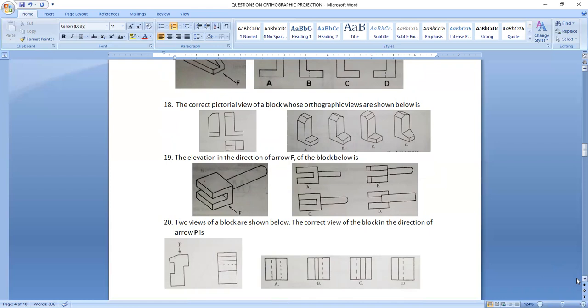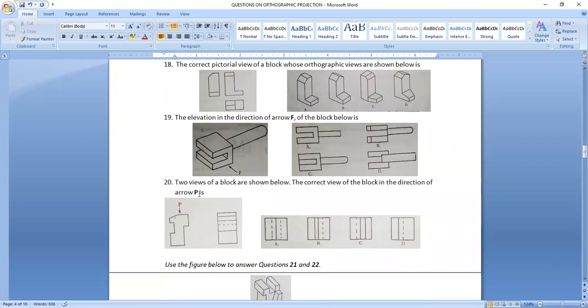Now we move to question 20, which says that two views of a block are shown below. The correct view of the block in direction of arrow P is... So looking at what we have here, we are going to have a line at this point, and this part here is going to be hidden from us. So if I'm taking the answer here, I will take option A.